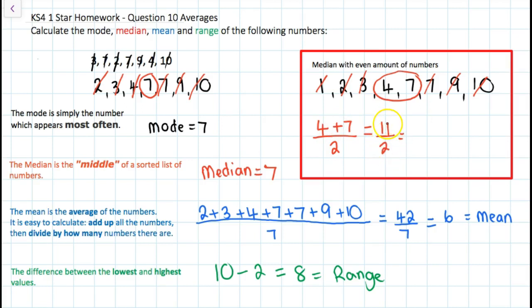Now 2 goes into 11 5 times with 1 out of the 2 left over. Now this can also be written as 5.5. Sometimes thinking of it as money is nice and easy as well, because if you've got £11, you split it between 2 people, you end up with £5.50 each.